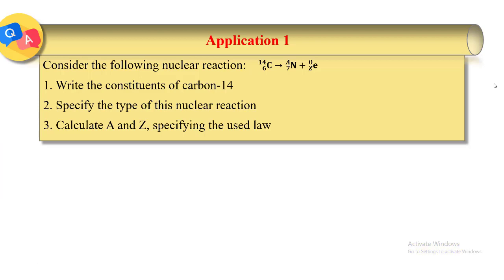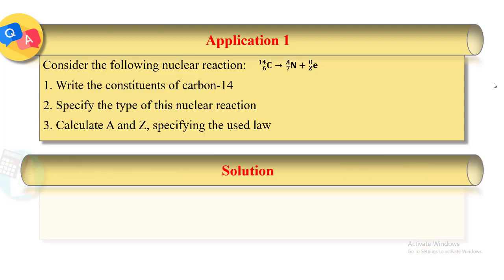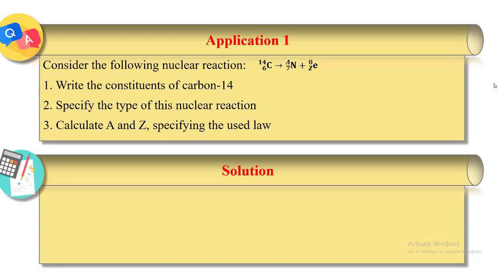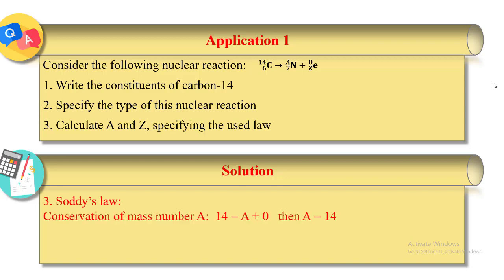The last question asks us to determine A and Z using a specific law. The specific law is Soddy's. From the conservation of mass number, we can calculate A. In the reactant, we have 14 nucleons, and in the product, we have A plus 0. So A is equal to 14.